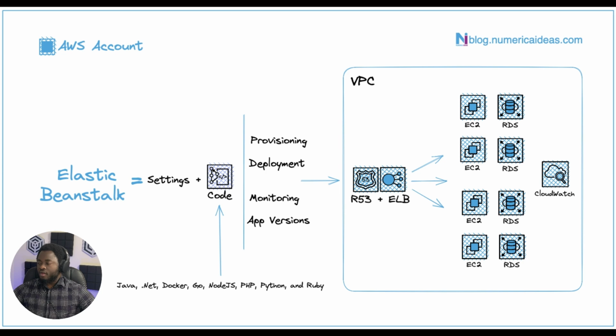Finally, you can have the Route 53 domain name in front of your infrastructure, a load balancer to distribute the request to a few resources being created in a VPC. You can have a few EC2 instances and relational database services as well. And CloudWatch is being used to monitor your infrastructure and sometimes to have more metrics in order to know what is going on in your system. It supports a wide range of programming languages or platforms like Java, .NET, Docker, Go, Node.js, PHP, Python, Ruby, and maybe more in the future.